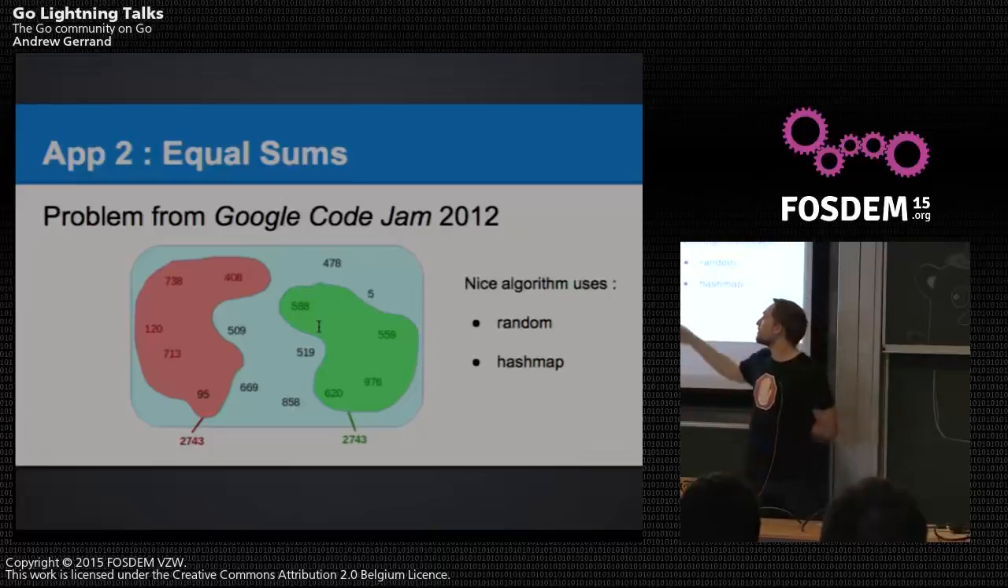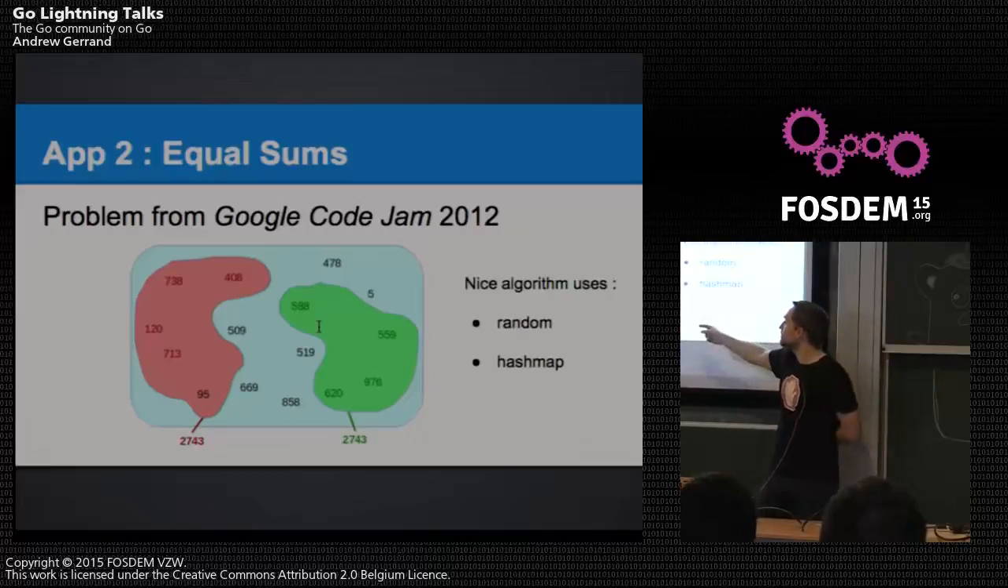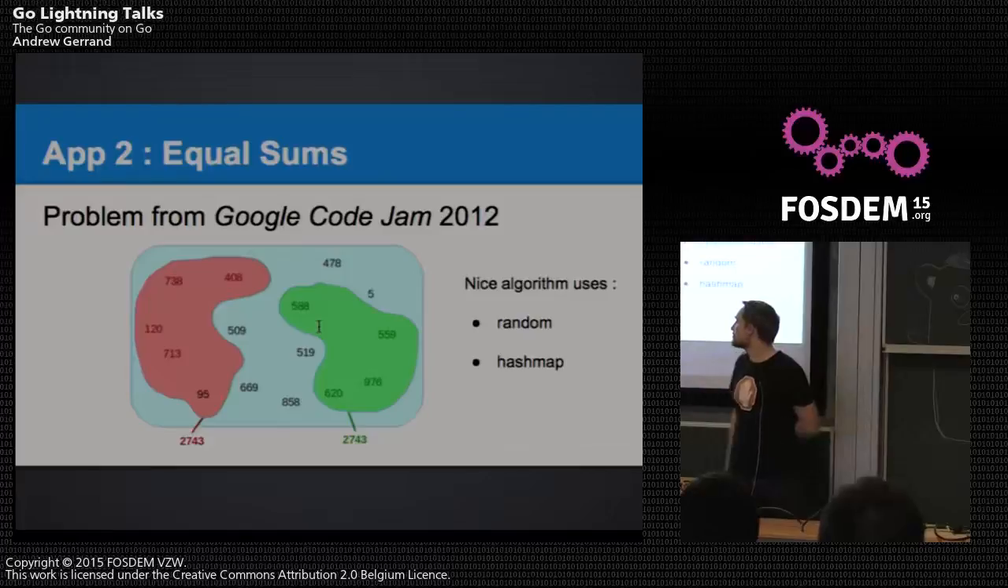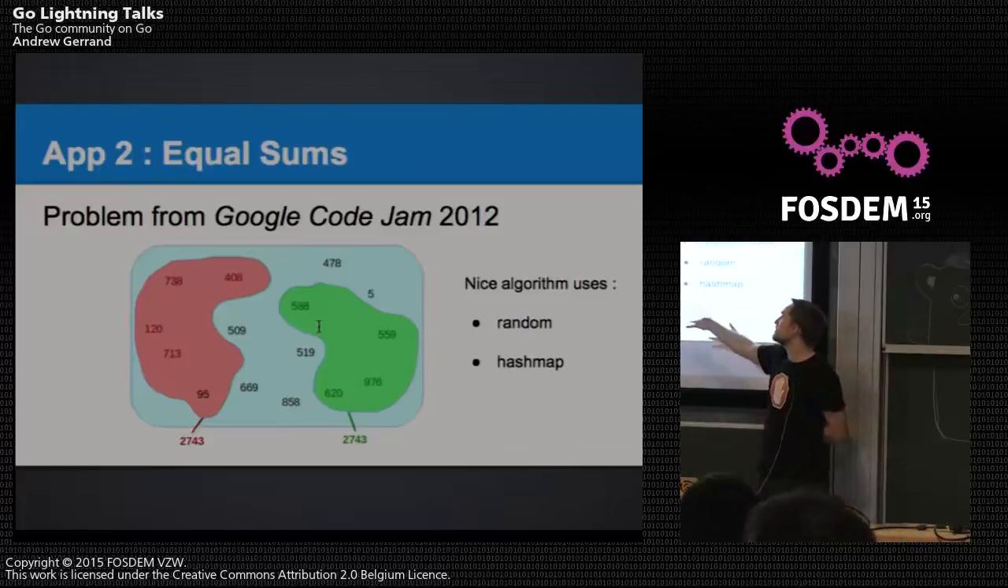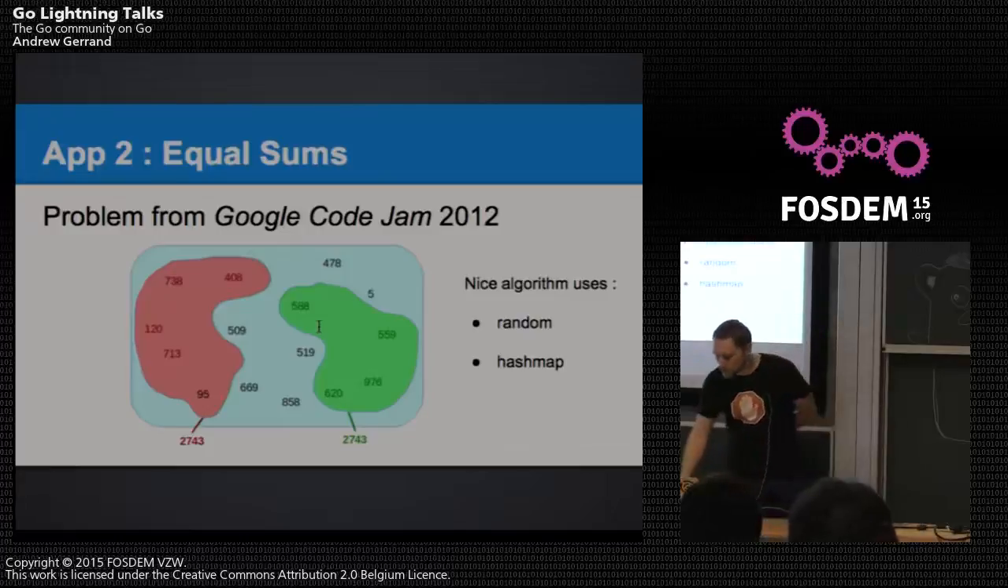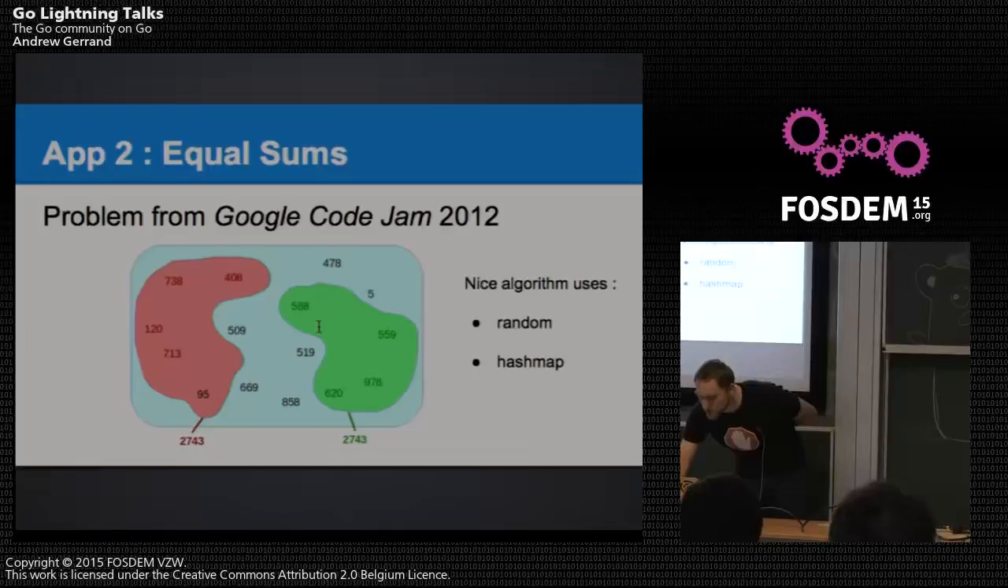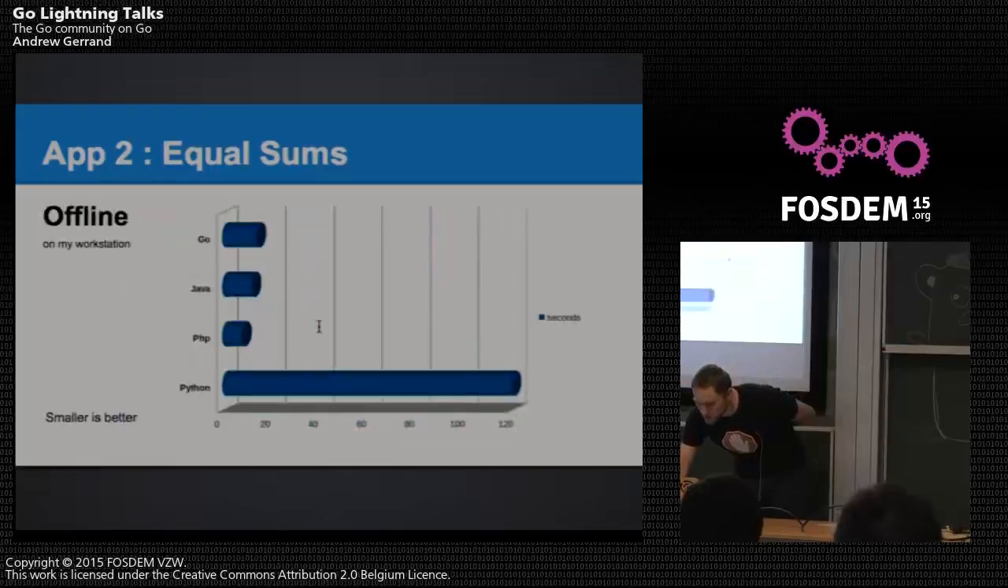So a subset is a potato. You have here a red potato and a green potato. The sum for both is 2,743. So this solves this sample problem. All right, so for this CPU and memory intensive task, what does it give?